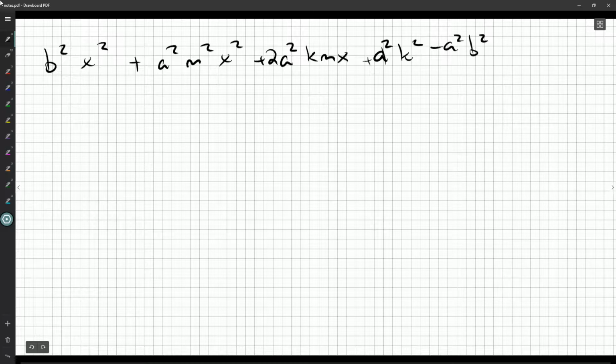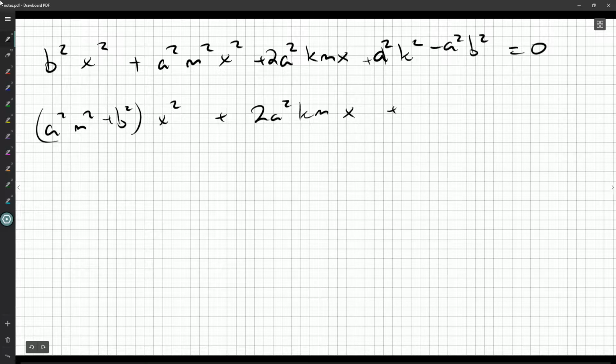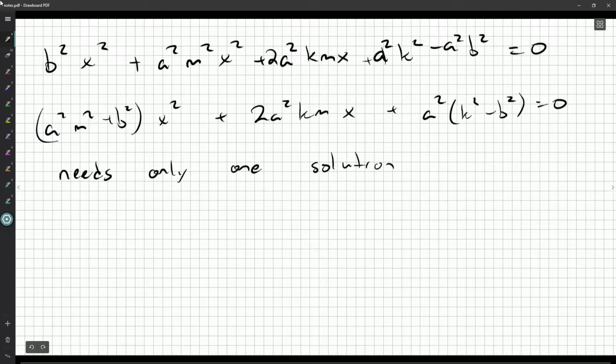Minus a squared b squared has got to be equal to 0, and a squared m squared plus b squared, x squared, plus 2a squared kmx, plus a squared, let's say k squared minus b squared. We'll just factor out the a squared there. So that needs to be equal to 0. This needs only one solution. If you could solve it for 2 different values of x, you'd have 2 points where that line hits the ellipse, and that would not be a tangent line.